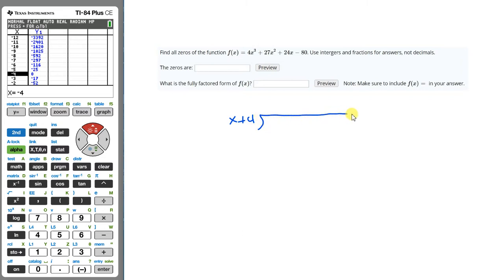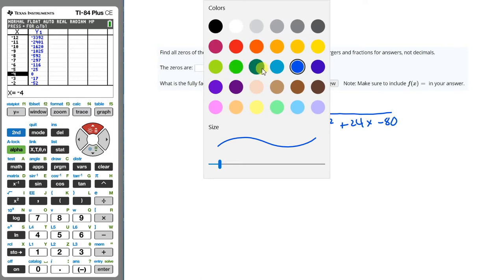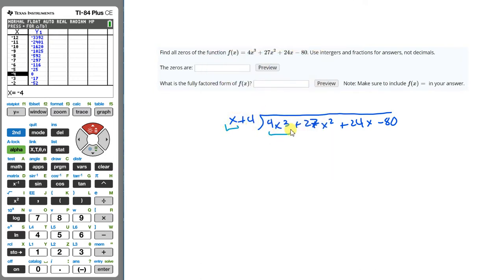So x plus 4 divided into 4x cubed plus 27x squared plus 24x minus 80 is going to be what? I have to make the first term on the outside look like the first term on the inside. How do I do that? I'm going to need to multiply the x by 4x squared. Multiply back down. 4x squared times x is 4x cubed. 4x squared times the 4 is 16x squared. Remember, we're subtracting this because it's been accounted for.